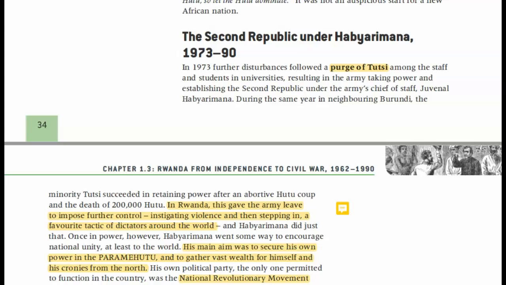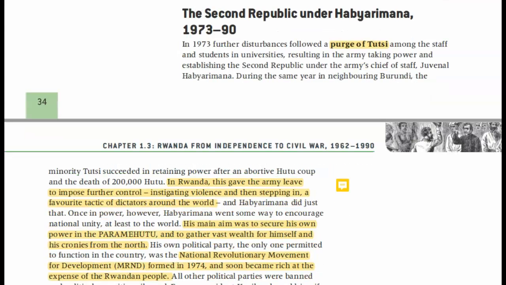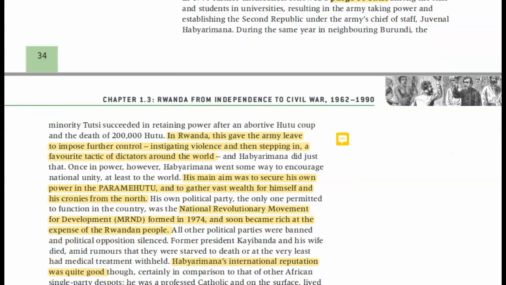His aim was to secure his own power in the Paramahutu. This is, again, that paramilitary force of the Hutu, to gain vast wealth for himself and his cronies in the north. Habyarimana is pretty much concerned with making himself stronger rather than making his country stronger. The National Revolutionary Movement for Development, MRDN, is going to form in 1974 and soon is going to become rich at the expense of the Rwandan people. Again, this is Habyarimana trying to make himself and his friends rich versus helping his country.